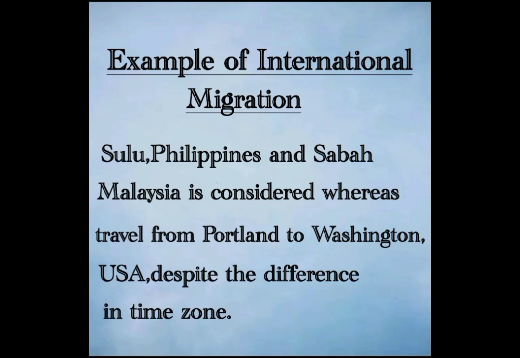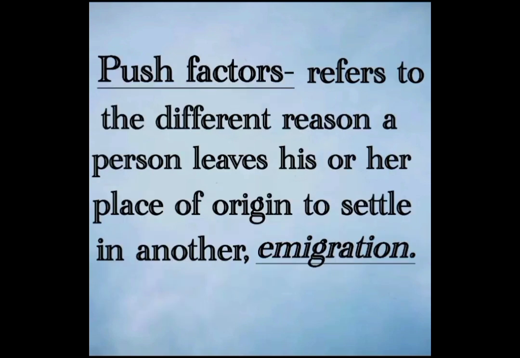Examples: Sulu, Philippines, and Sabah, Malaysia is considered international migration, whereas travel from Portland to Washington, USA, despite the difference in time zone and distance, may be considered a form of internal migration. In this section, the difference between pull and push factors behind migration shall be discussed.